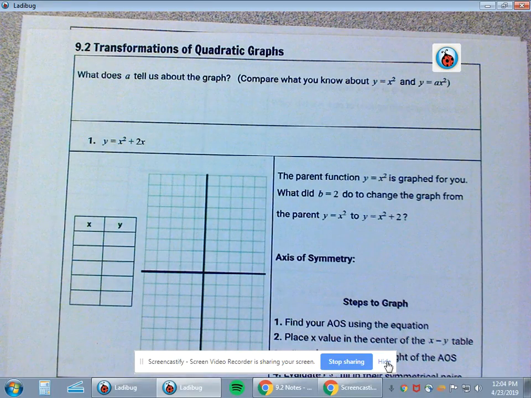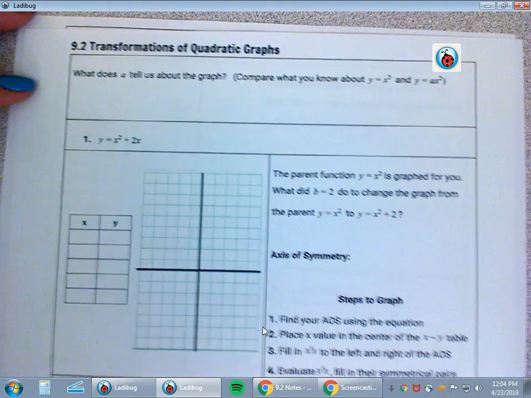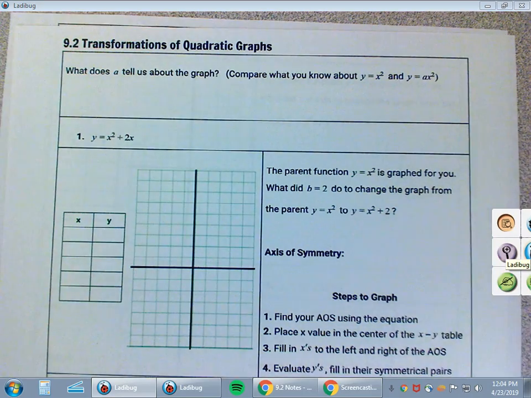We're going to do our notes on section 9.2. These are transformations of quadratic graphs. So what I want to do first is remind us of what we did in the last section, which is we looked mainly at what A tells us.